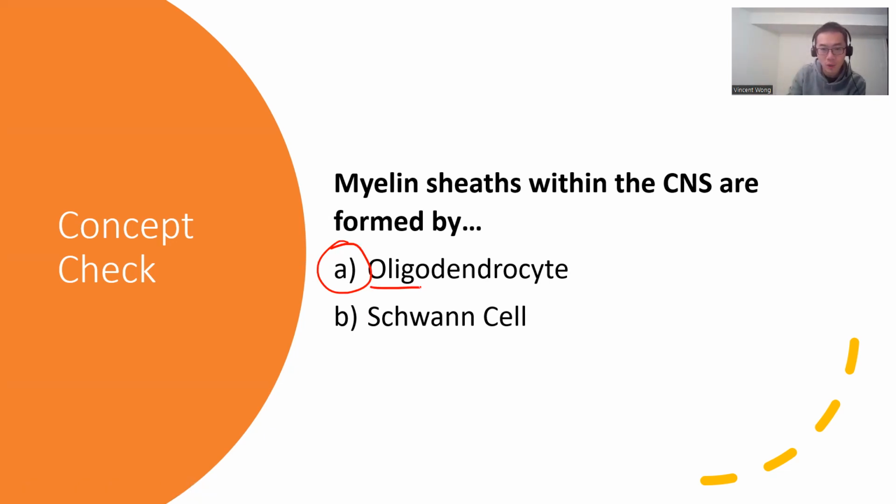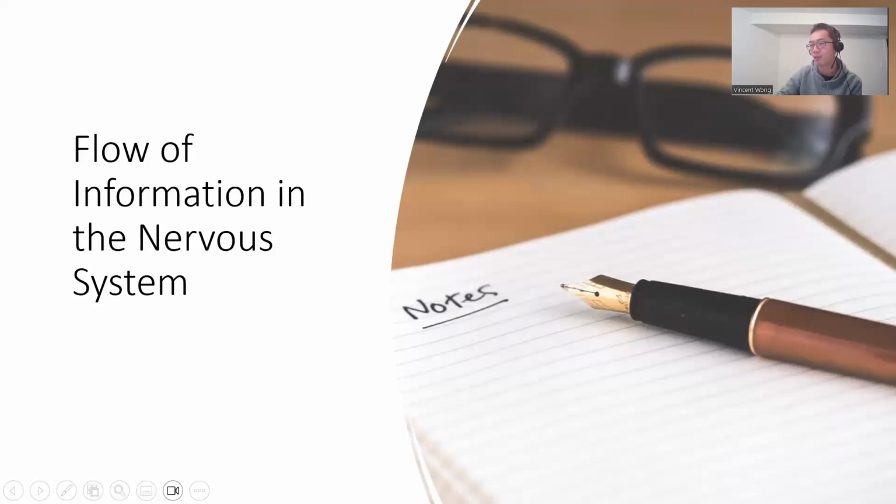Oligodendrocyte. Oligo means like little star-shaped cell. That's literally what the name means. Oligodendrocyte, little star-shaped cells. Okay, the third slide that we have all been waiting for.